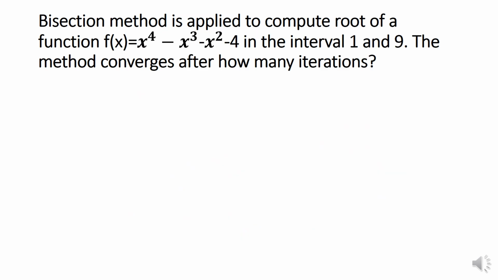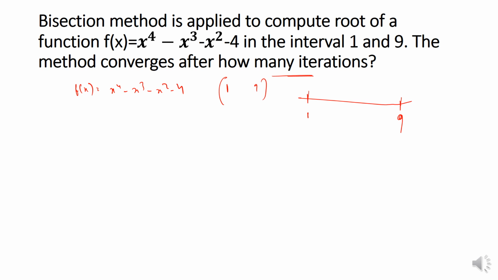In this question, the bisection method is applied to compute the root of a function. We have been given f of x is equal to x power 4 minus x cube minus x square minus 4 in the interval 1 and 9. So the method converges after how many iterations? This is the question. We have the number line, this is 1 and this is 9, and we have to find out after how many iterations f becomes 0.